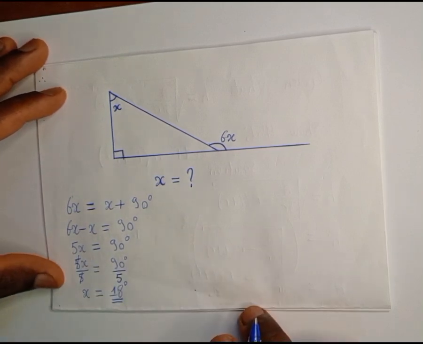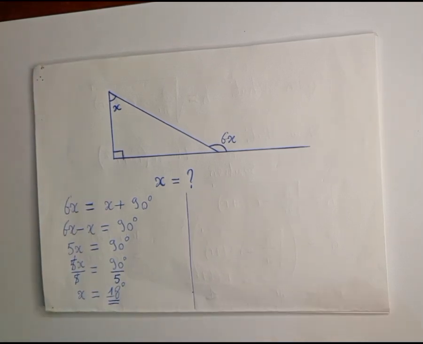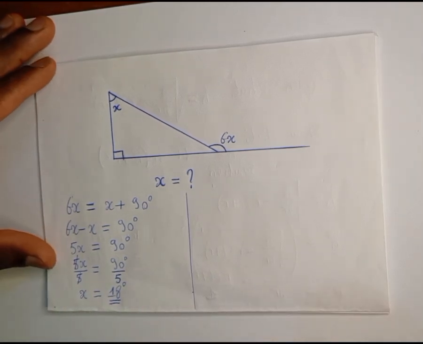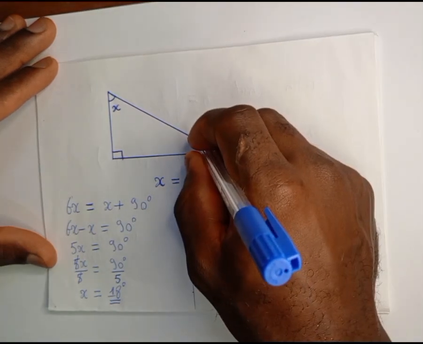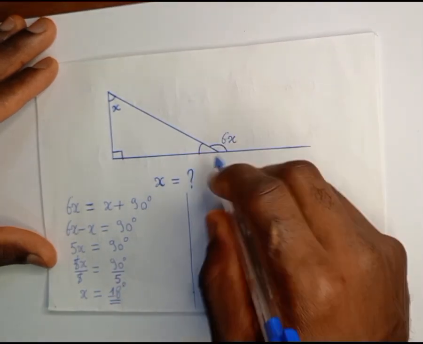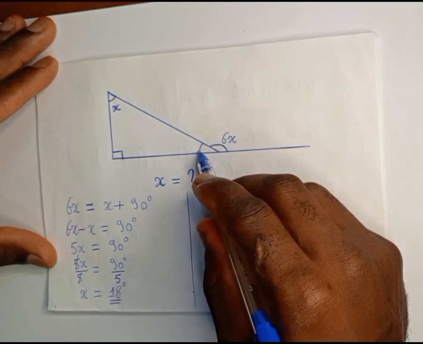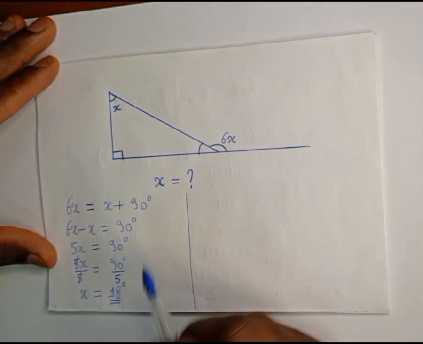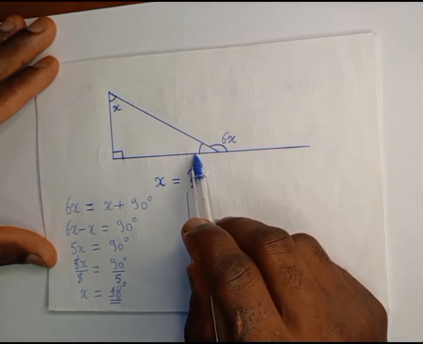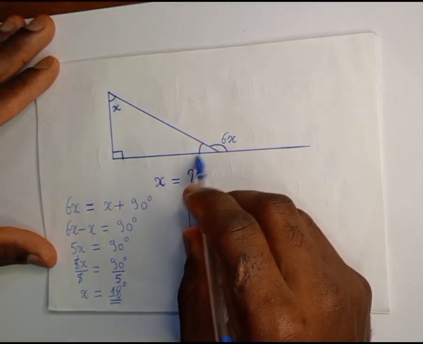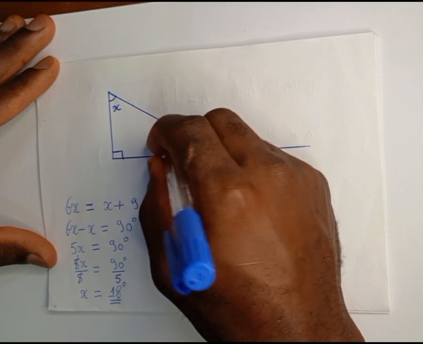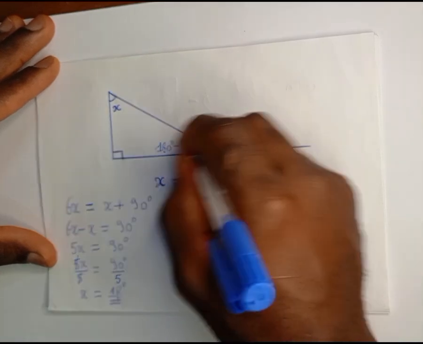An alternative way of answering this question is simply by making use of the fact that the sum of the interior angles of a triangle is 180 degrees. If this exterior angle is equal to 6x, then this interior angle will be, remember, this is a straight line angle which is equal to 180 degrees. So this interior angle will be 180 degrees minus 6x.